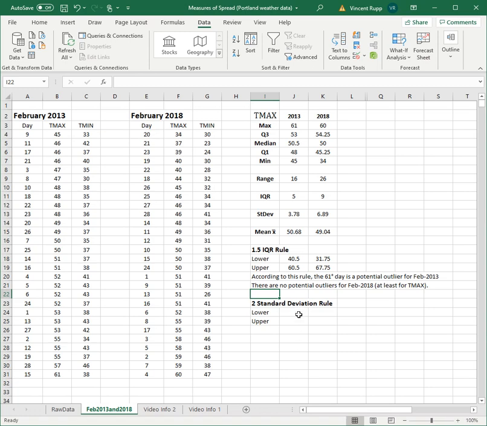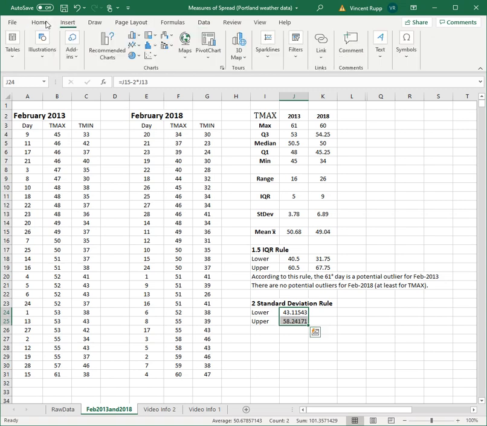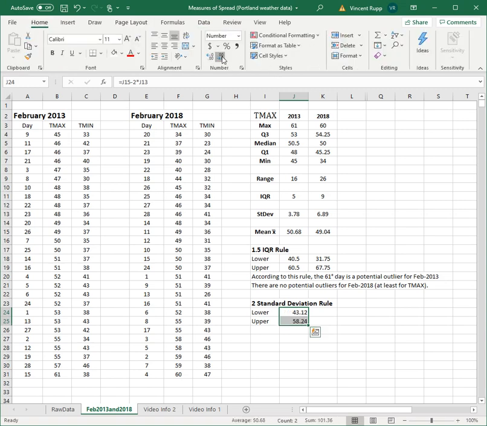So let's just do similar. The 2 standard deviation rule says we'll take the mean, which I put up here. We will subtract 2 times the standard deviation. And for the upper bound, we'll take the mean plus 2 times the standard deviation. And then let's format those nicely as well. 1 decimal point should be fine. Let's center align them. And then we can copy and paste these as well.